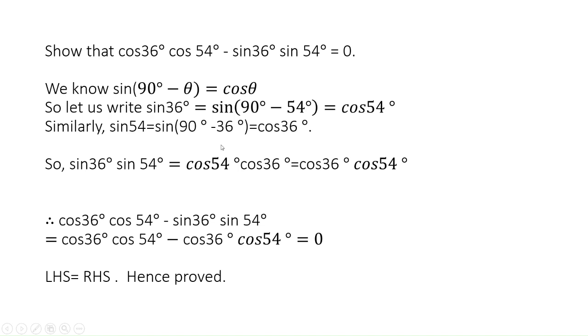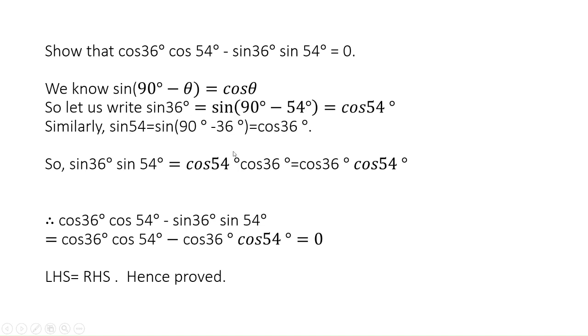Right? And similarly, we can write sin 54 as sin(90 minus 36). Again, we are using the same identity, sin(90 minus theta) is equal to cos theta. So obviously sin(90 minus 36) becomes cos 36. So sin 54 is nothing but cos 36.